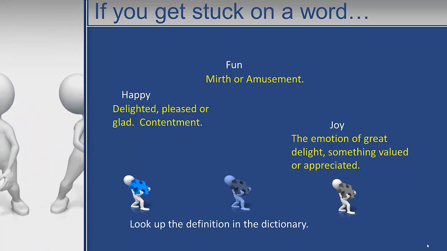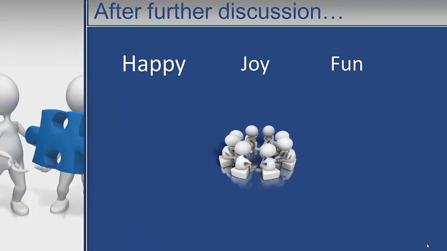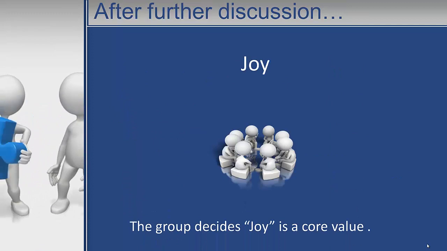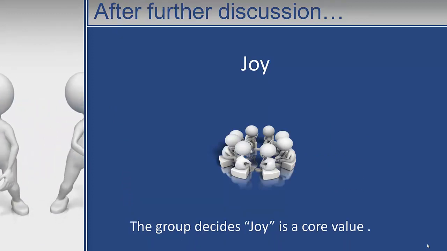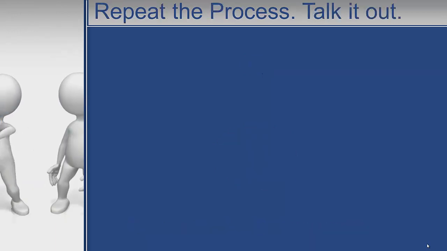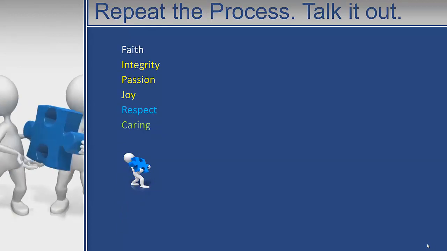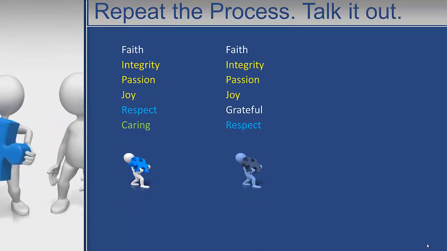So they've looked these up. Now they're going to discuss them based on these dictionary definitions. And what do you think happens? Well, the group, after discussion, decides that joy is now a core value as well. So we're really getting it narrowed down. We're talking it out. Here's our list of words that we have.